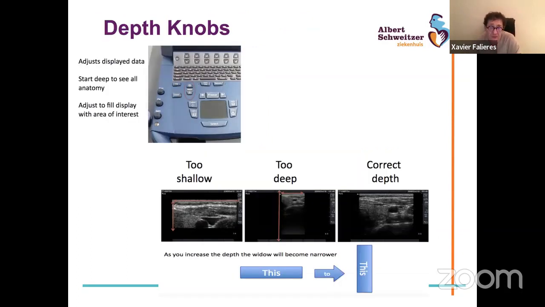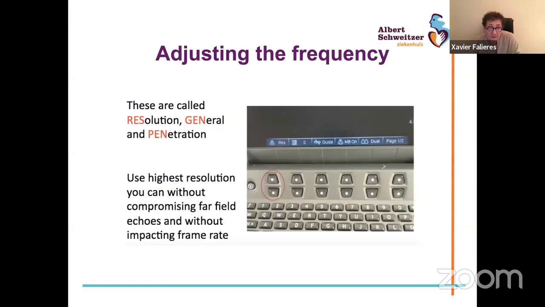The depth: you also have to anticipate that when you inject your block, the depth can increase. So try to determine before giving your block what your ideal depth is. And then you have the frequency. You can adapt it for resolution, general, and penetration. Resolution is for very superficial blocks. General is for everything. And when you have to go deep, it's sometimes useful to use the penetration mode.